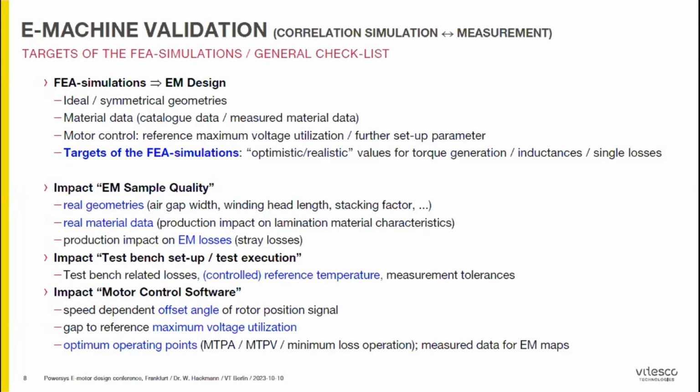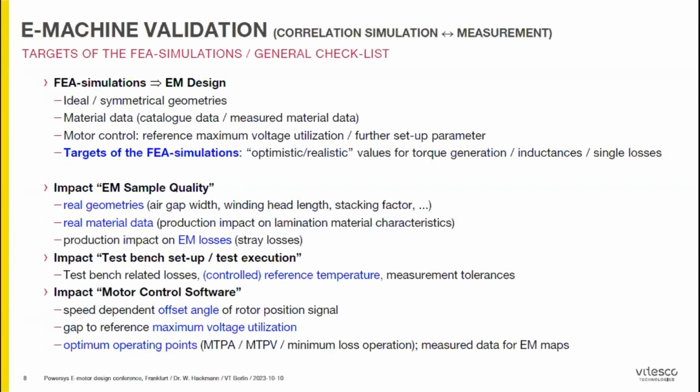We have to keep the e-machine and the inverter on a constant controlled reference temperature, and we have to consider measurement tolerances. The motor control has an impact because we have a speed-dependent offset angle which has to be calibrated, and this has to be done very accurately, so we spend a lot of time on this. If the zero angle or the offset angle is not fitting, then the optimum operating point cannot be achieved.